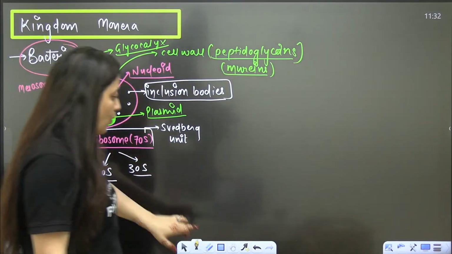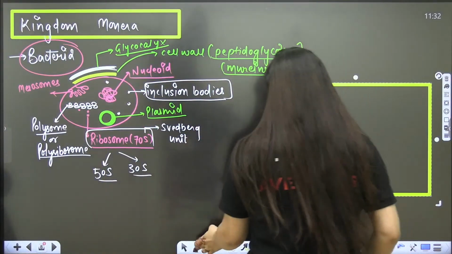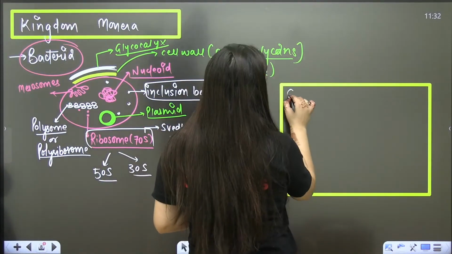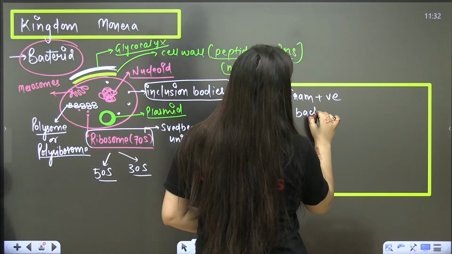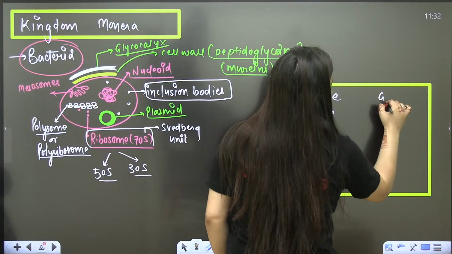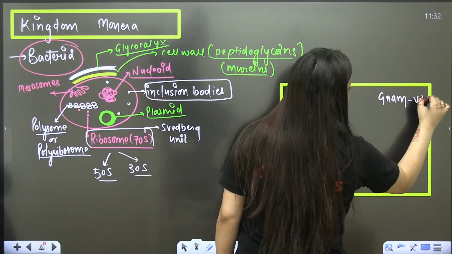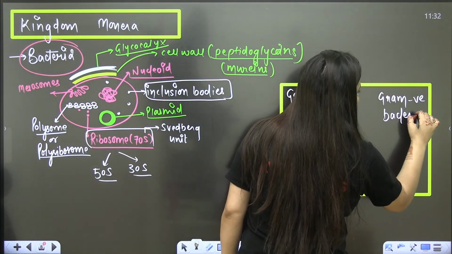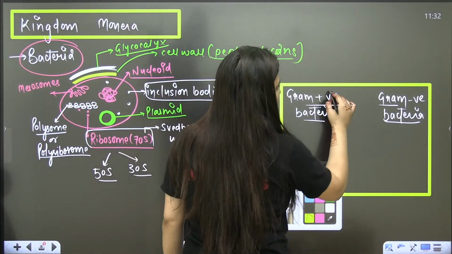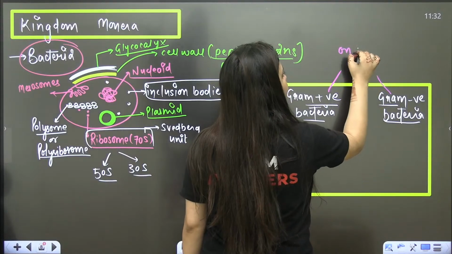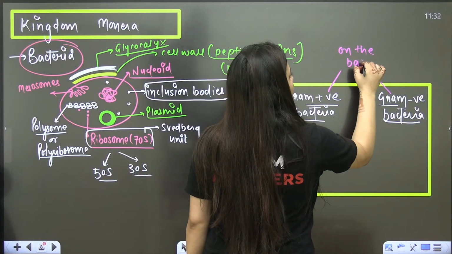Okay, so now the homework that I have given you. Obviously, in the chapter Cell we discussed it, but still let's relate this topic here: gram positive bacteria and gram negative bacteria. Students, we categorize bacteria like this on the basis of their cell wall.